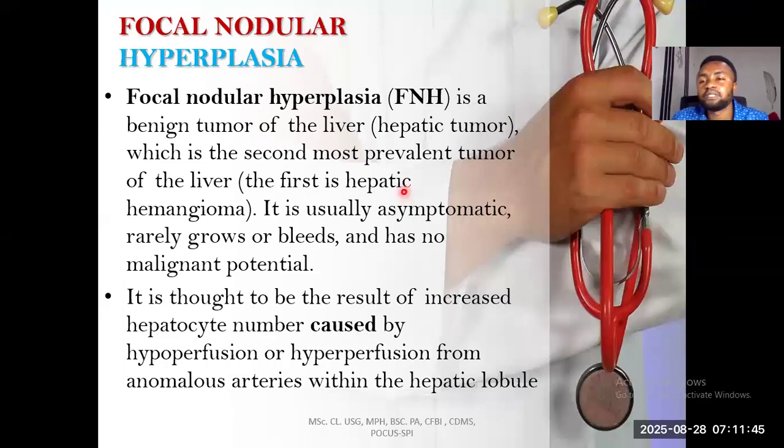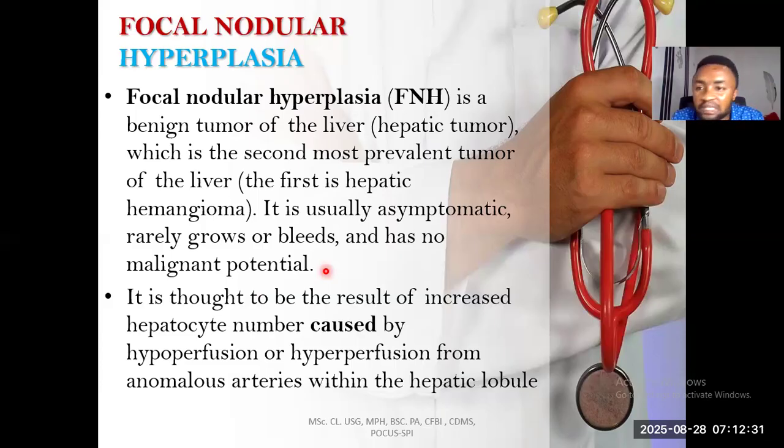Now, focal nodular hyperplasia. This is actually the second most prevalent benign tumor of the liver. I've told you that hepatic hemangioma is the first common benign lesion of the liver. Focal nodular hyperplasia is the second most common benign tumor of the liver. The first is what? Hepatic hemangioma. It is usually asymptomatic, rarely grows or bleeds, and has no malignant potential.